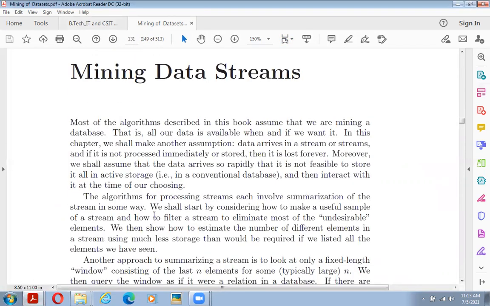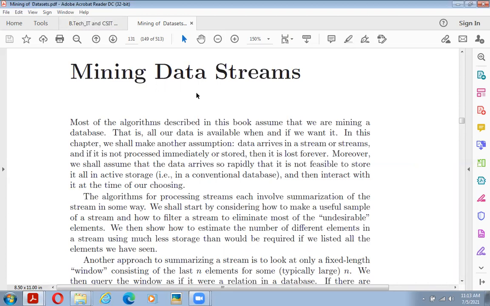Let's start. Whatever is defined in this book is defined for data mining, how to mine those data. And in the previous units we also came across how data mining and machine learning are different. Here we will focus on how we will do our operations on the stream data.